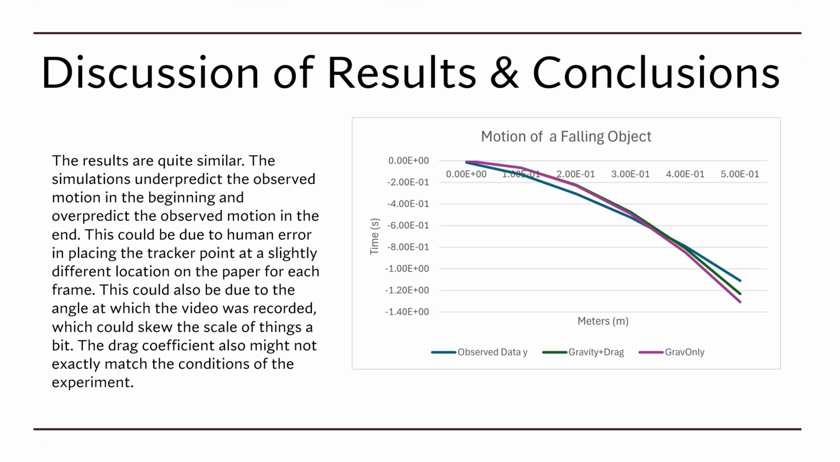So here's our data. The results are quite similar. Both simulations did underpredict the observed motion in the beginning and overpredicted the motion in the end. This could be due to human error in placing the tracker point at a slightly different location on the paper for each frame. It was slightly blurry at many frames. It could also be due to the angle at which the video was recorded, where it wasn't exactly aligned with the meter stick and the ball in the middle of the falling motion. The drag coefficients might also not have matched the experimental conditions that the ball was under at that exact time.